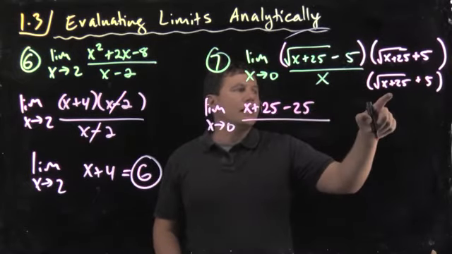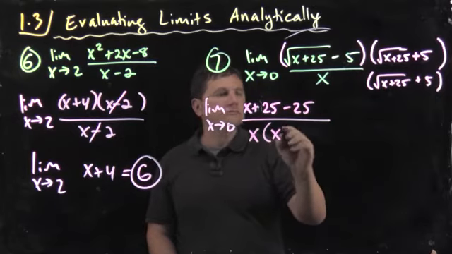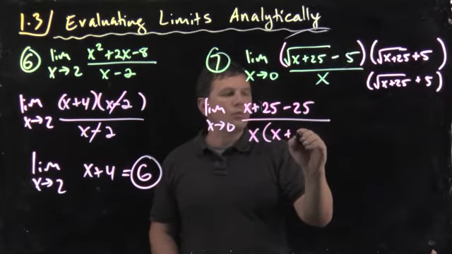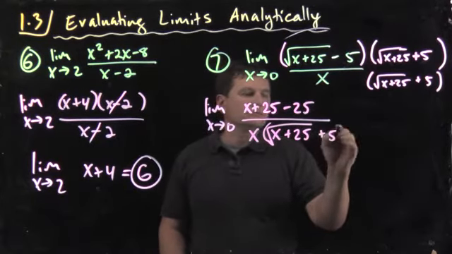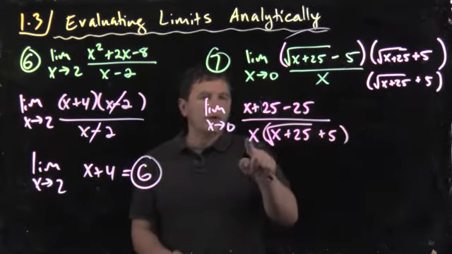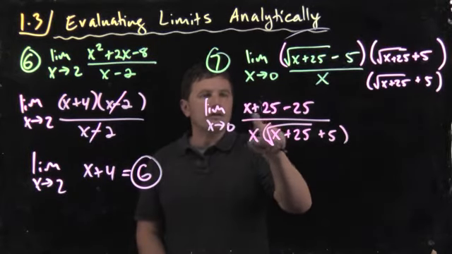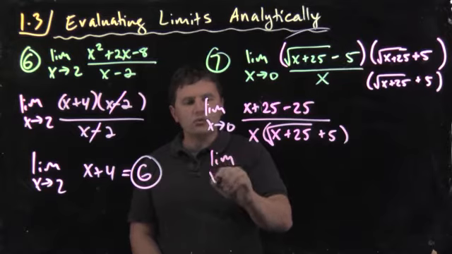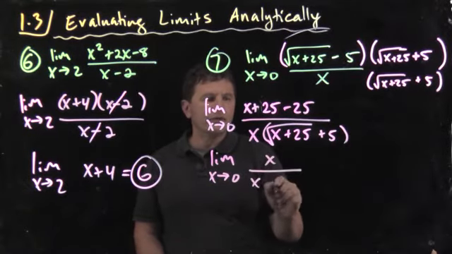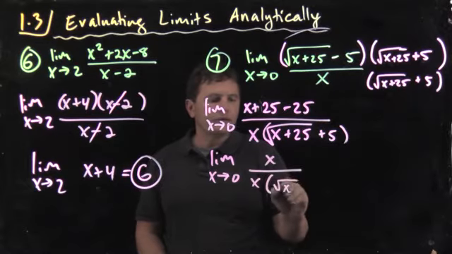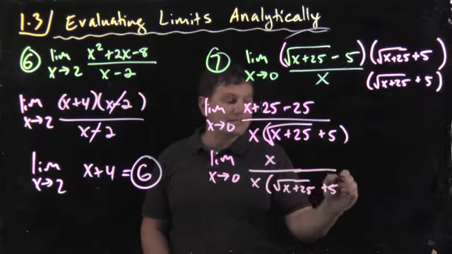Now, in the denominator, I'm just going to leave this as is, because we actually are going to be in good shape now. So don't go factoring this. What we're ultimately trying to do is cancel out this x. Now, if we've done this correctly, what we're left with is an x in the numerator and an x in the denominator. So I can remove that 0.